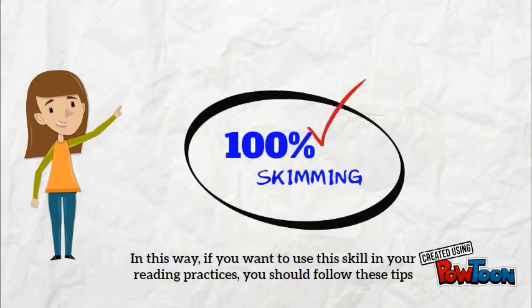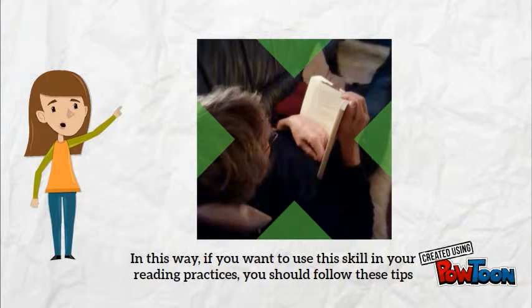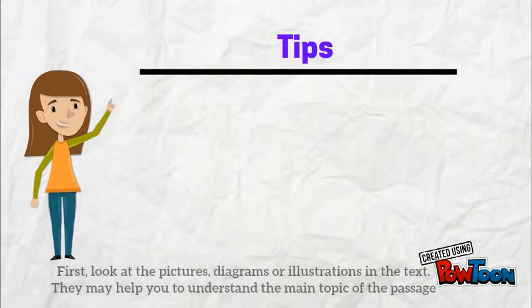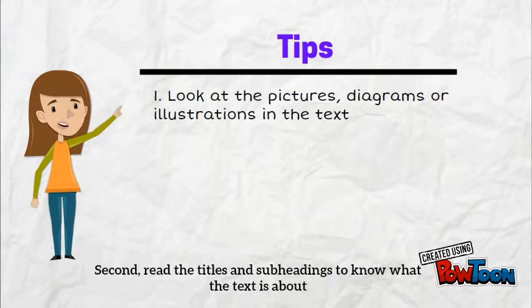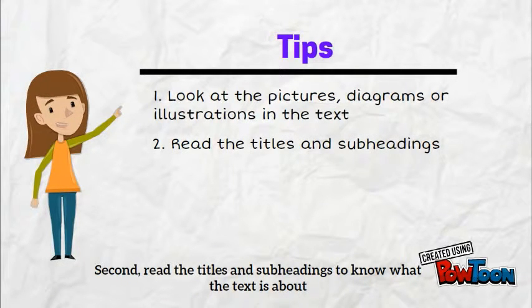In this way, if you want to use this skill in your reading practices, you should follow these tips. First, look at the pictures, diagrams, or illustrations in text. They might help you to understand the main topic of the passage. Second, read the titles and subheading to know what the text is about.